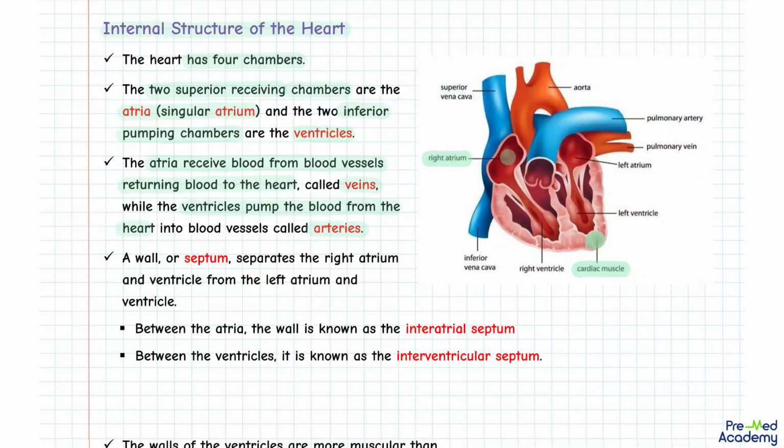The right atrium is located here. That's the left side, you might say. But the reason we say that that is the right atrium is because whenever we are looking at an anatomical specimen, remember that we are looking at it as if a human being was standing in front of us.